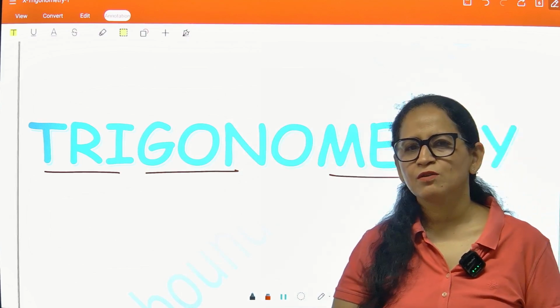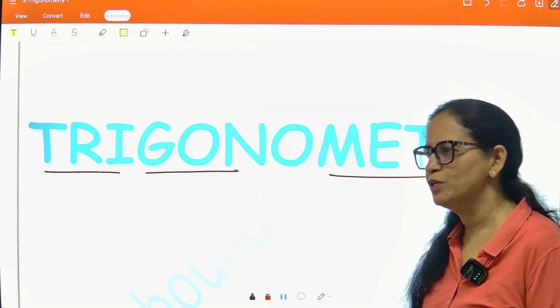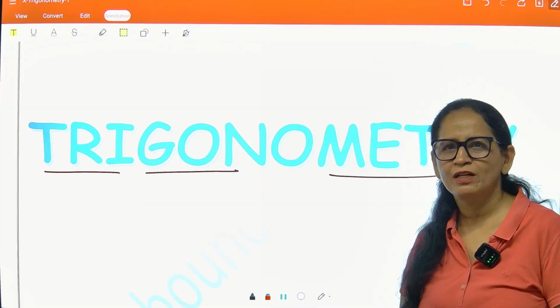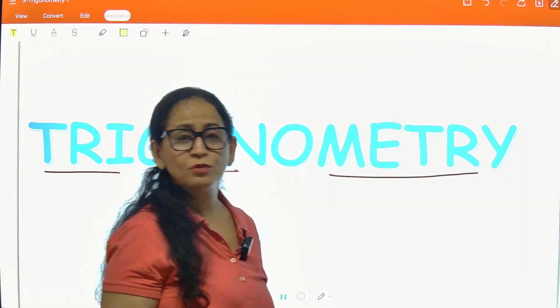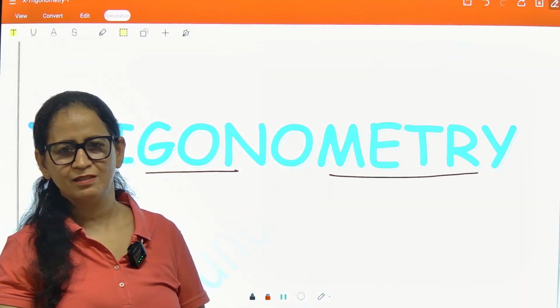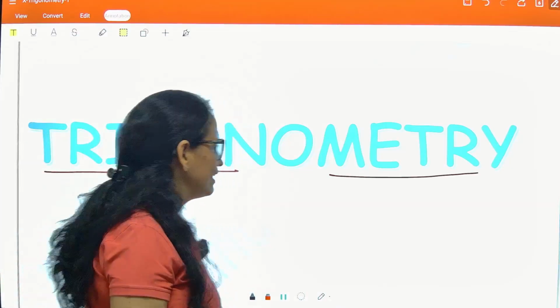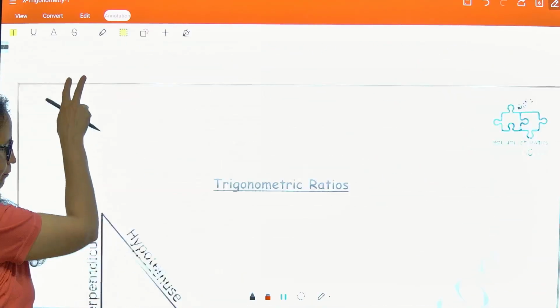Earlier known works on trigonometry were found in Egypt and Babylon, and astronomers used trigonometrical concepts to find the distance of planets and stars from Earth. Even today, trigonometry is widely used in various fields of engineering and physical sciences. So without much delay, let's get started and understand the basic concepts of trigonometry.